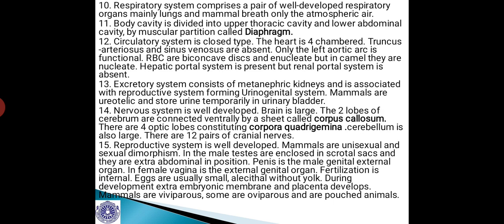Mostly mammals are viviparous, but there are some oviparous mammals too, the details of which we'll discuss in the later part of the discussion. And during development, extra embryonic membranes and placenta develop. So that is again an important feature in mammals. And as I said earlier, mammals are viviparous, and some are oviparous, and some are pouched mammals, or pouched animals, as in case of kangaroo, wallaby, etc.